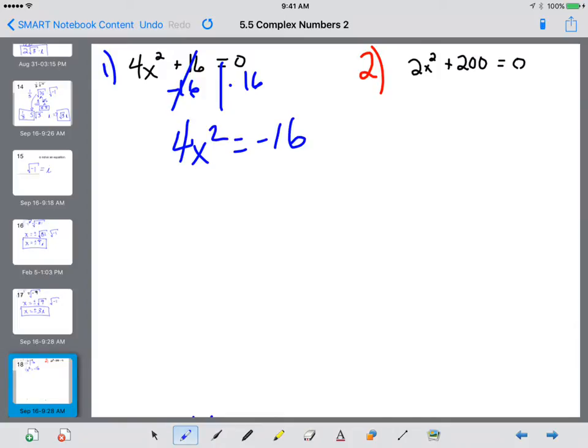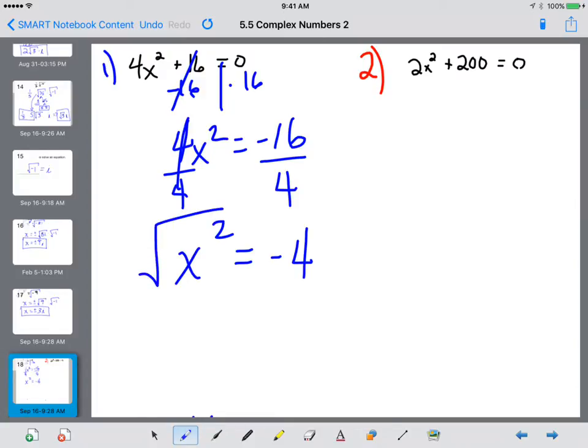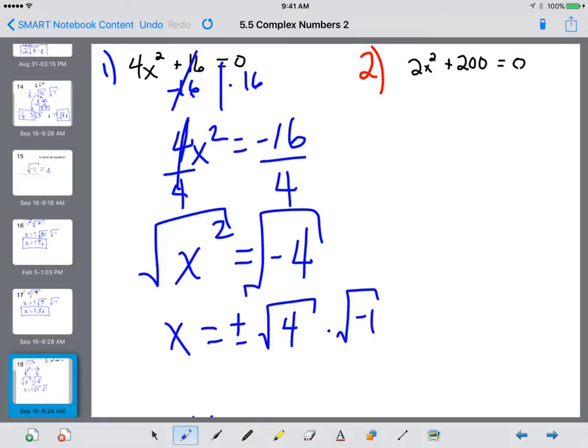We've got to separate the 4 by dividing by 4 on both sides. 4's cancel. I'm left with x squared equals negative 16 divided by 4, which is negative 4. Now it's just like our previous examples. Square root both sides. We get x equals plus or minus the square root of positive 4 times the square root of negative 1. So my final answer, square root of 4, we know that is 2. So we get plus or minus 2, square root of negative 1 is i.